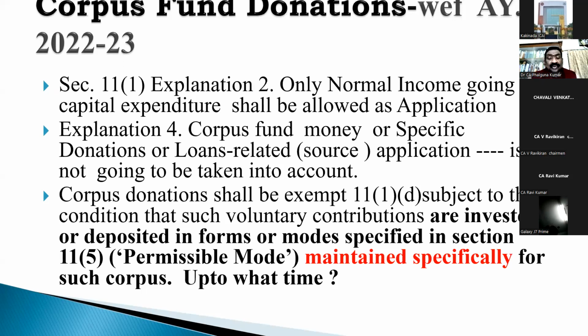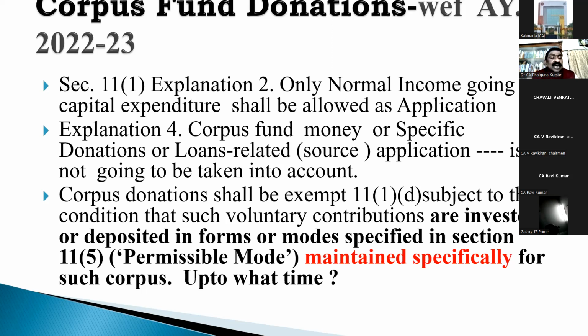These two words you have seen. So if this 11(5) permissible mode, you should maintain specifically, then only it is exempt. So you please see. So the corpus fund donation, which you take normally in the balance sheet, must be identified with 11(5) investments on the asset side.